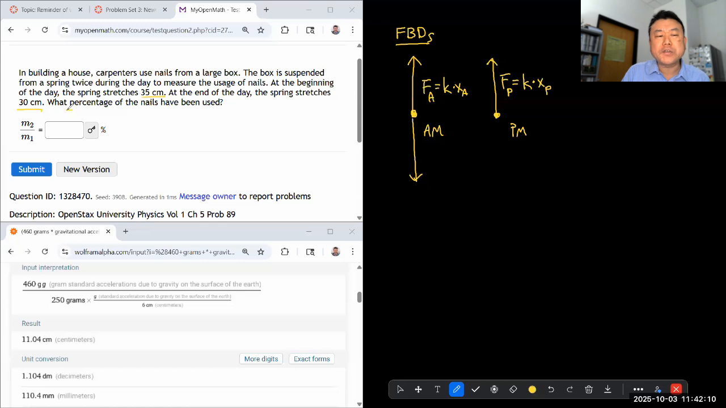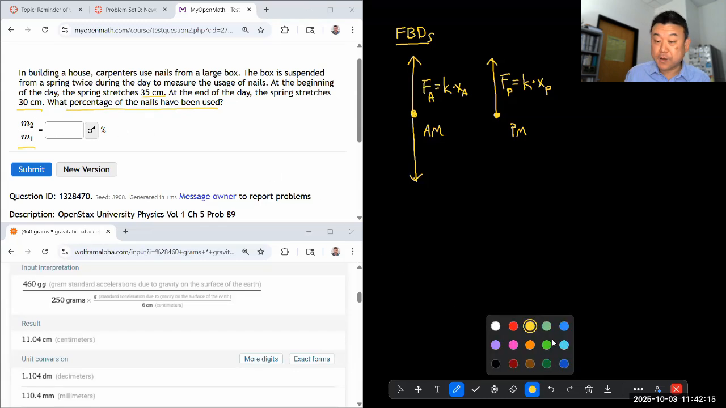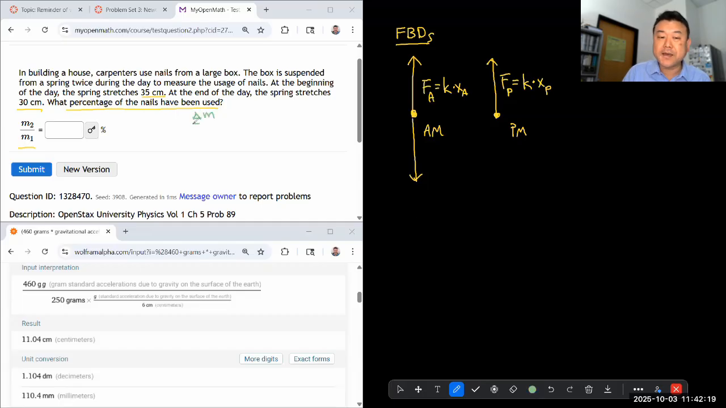There's some ambiguity in the question here. If I'm just reading what percentage of the nails have been used, I'll be looking for delta M divided by the mass of the thing in the morning. But that's not what this is saying. Let me calculate it this way and see if it'll be graded as correct. If not, I'll just try to figure it out.